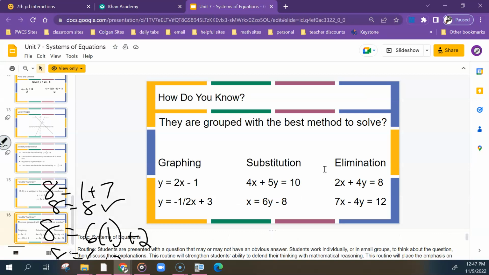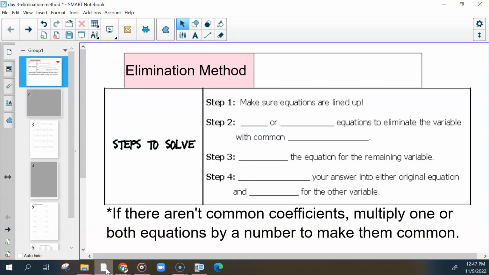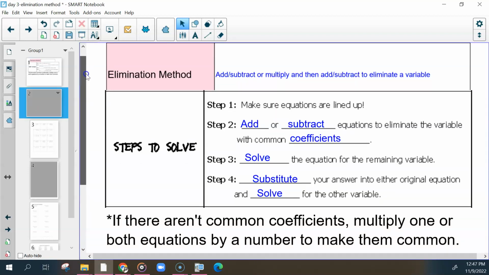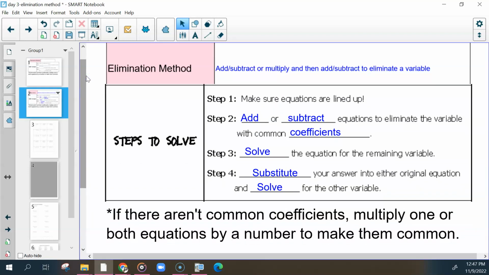Alright, so today we're going to talk about the last way to solve systems algebraically using our elimination method. So everyone should have these notes in front of them. And I'm going to have you guys fill this out. The words at the top are a little small, so I'm going to read those.